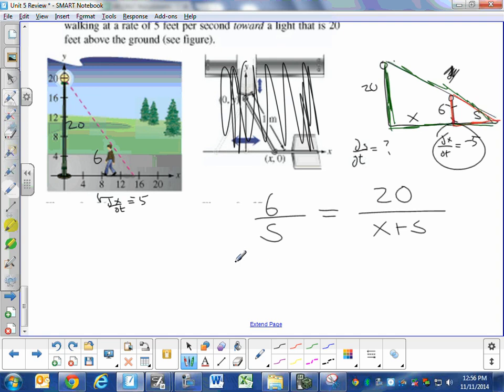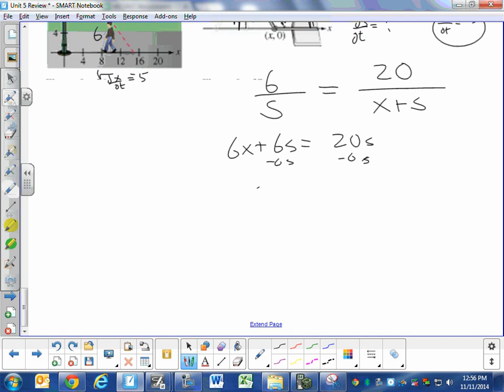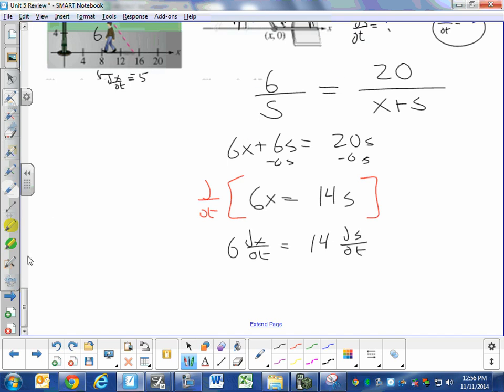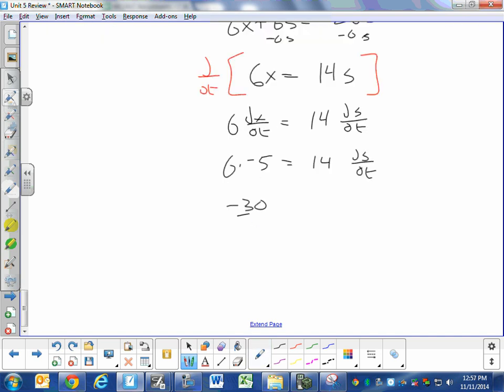Now what you do is you cross multiply to simplify. I get 6x plus 6s is equal to 20s. Then you could simplify a little bit by combining like terms. I get 6x is equal to 14s. I can differentiate this with respect to t to get my answer. I know dx dt in the homework problem was -5. So 6 times -5 is equal to 14 ds dt. So that's -30 over 14.